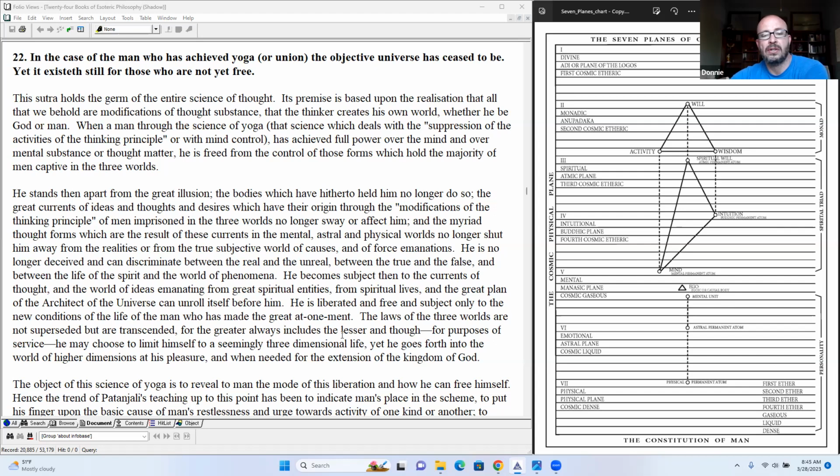For the greater always includes the lesser, and though for purposes of service he may choose to limit himself to a seemingly three-dimensional life, yet he goes forth into the world of higher dimensions at his pleasure and when needed for the extension of the kingdom of God.